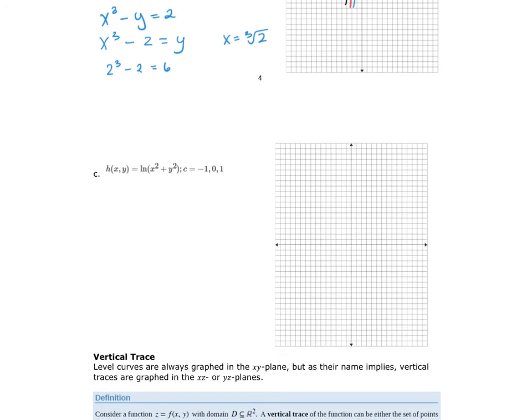So let's do this next one. We're going to go ahead and put in c is equal to -1, 0, and 1. So I have h of x comma y, and I am going to set this equal to -1. So I have the natural log of x squared plus y squared is equal to -1. A little bit of algebra here. I'm going to take e raised to both sides, and I'm going to get x squared plus y squared is equal to e raised to the -1. And so what I end up with is an ellipse, or actually it's a circle.